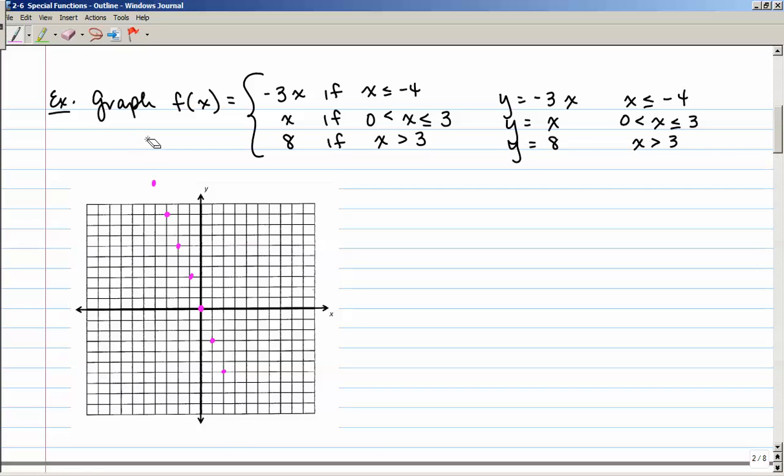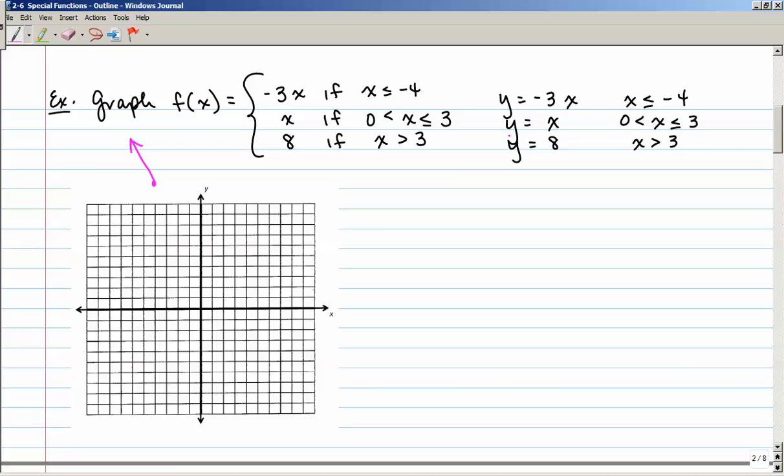That's not very straight. Let's try that again. I need just this part of the line right here. I only need the line y equals -3x when x is less than or equal to -4. So actually all of these dots here, I don't need any of those, so I'll get rid of those.